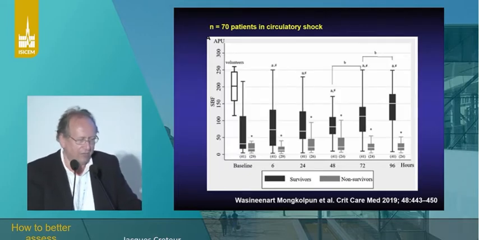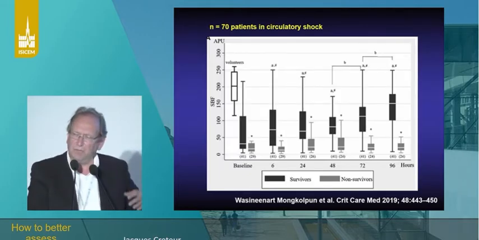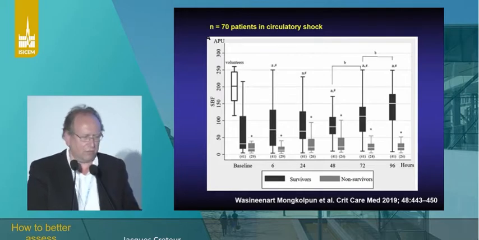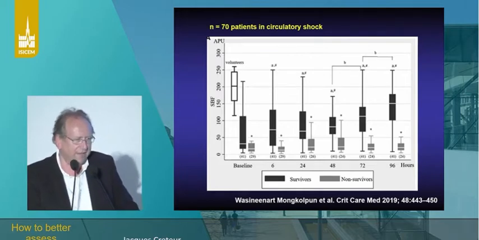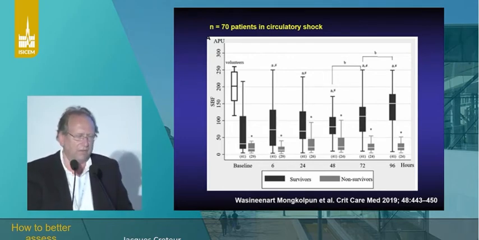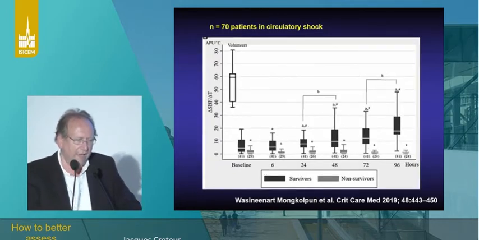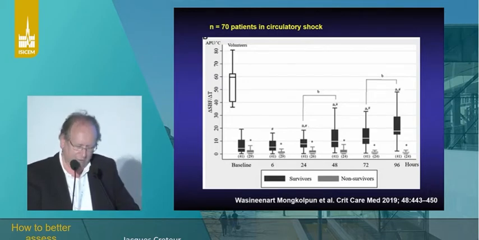And if you divide patients in circulatory shock between those who will survive and those who will not, the survivors are in black, and you can see that the skin blood flow increased day by day. They didn't reach the normal value of healthy volunteers, but in non-survivors, the skin blood flow remained very low. And it was the same result for the ratio, the delta SBF to delta temperature.